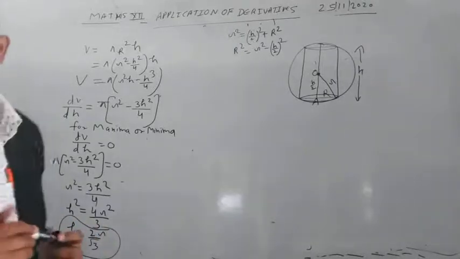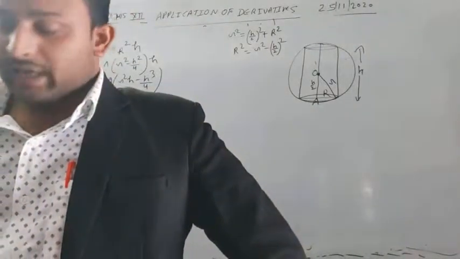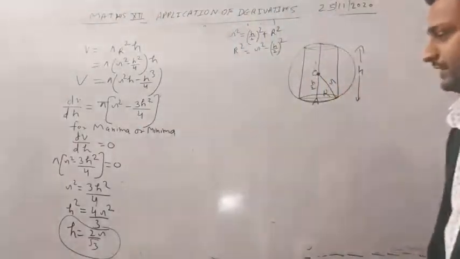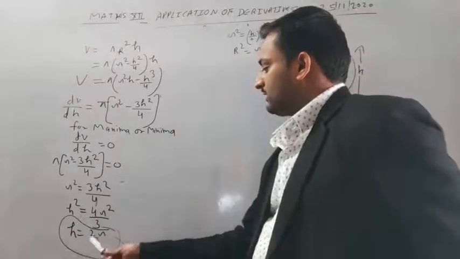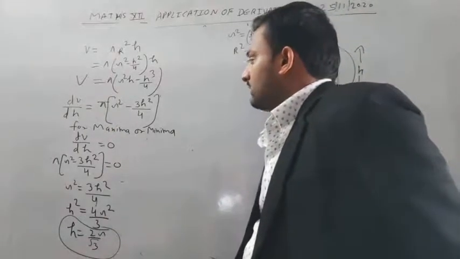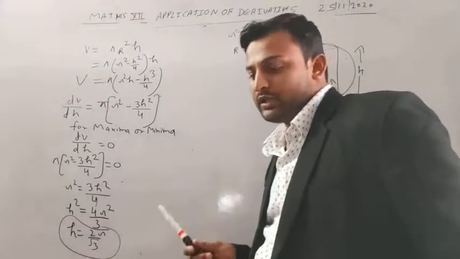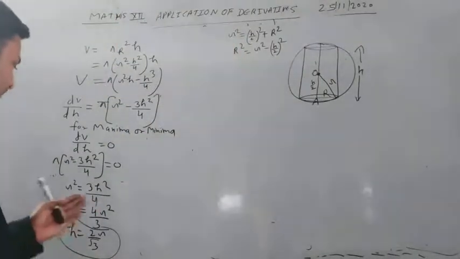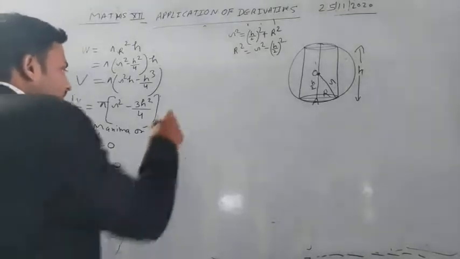Now we have to find the volume of the largest cylinder, so we have to maximize the volume. For maximum, what will we do? We will find the second derivative and, at the point h equal to 2r by root 3, check that the second derivative is negative. For a maximum it should be negative. Then we can say that V will be maximum at h equal to 2r by root 3.